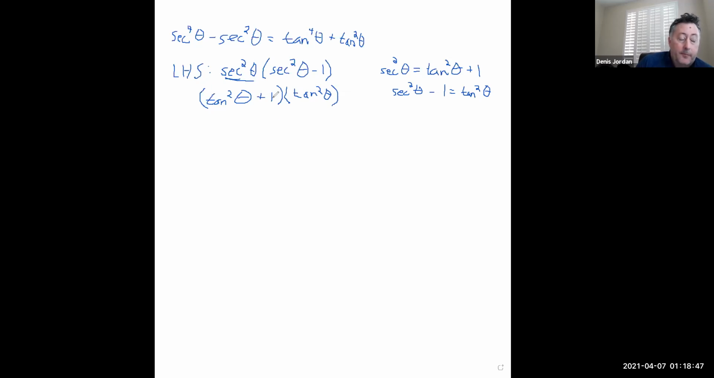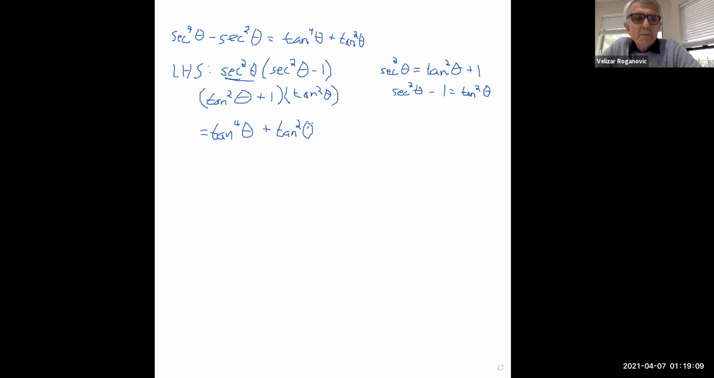So now I'm in a really good position because I now have all tangents, which is what I wanted. And then if I just distribute, everything pops out. Perfect. So if you chose the right side, your steps would just pretty much go in reverse.